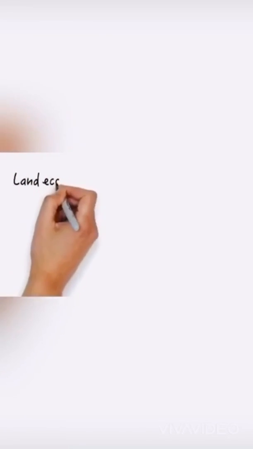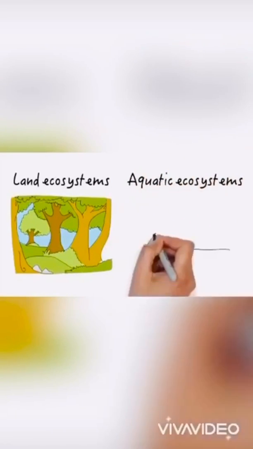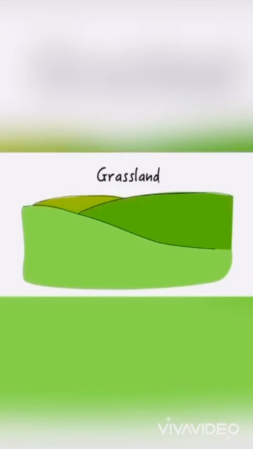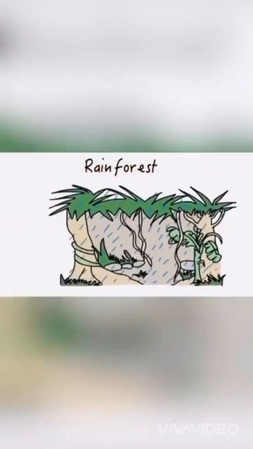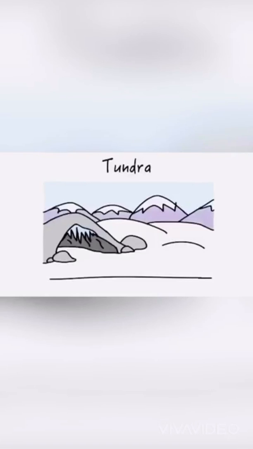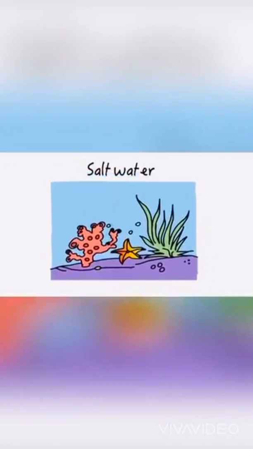Ecosystems can be divided into two groups: land ecosystems and aquatic ecosystems. Here are some examples of land ecosystems: desert, grassland, coniferous forest, rainforest, and tundra. Here are some examples of aquatic ecosystems: freshwater ecosystems and saltwater ecosystems.